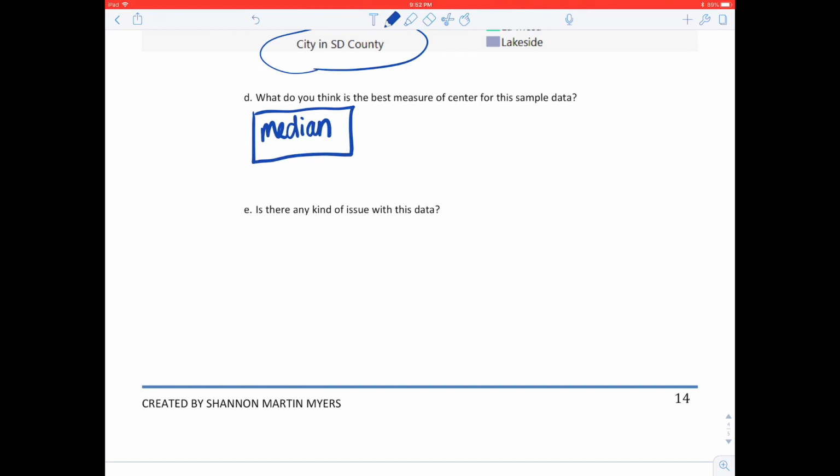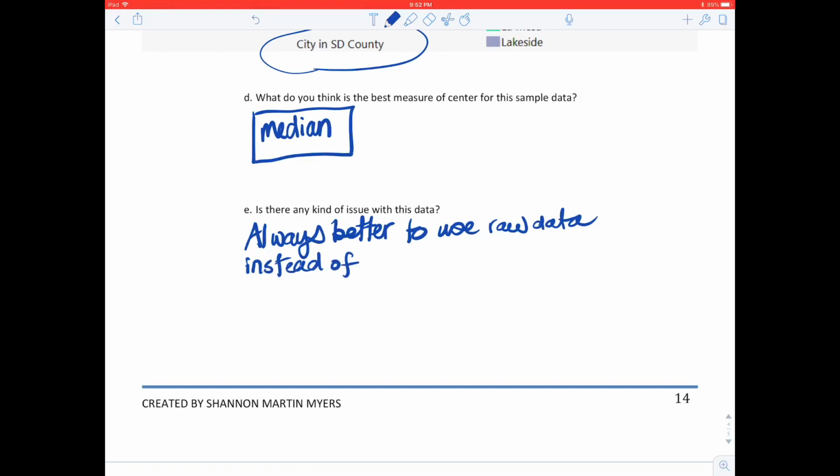So it's always better to use raw data if you can instead of some sort of summary statistic. And we'll learn more about summary statistics next time, all right?